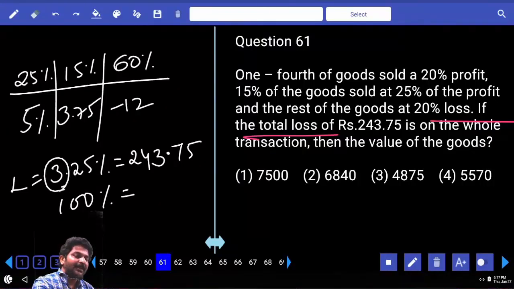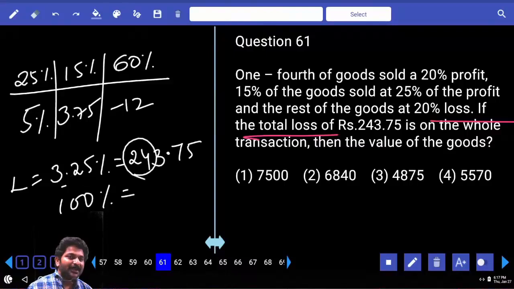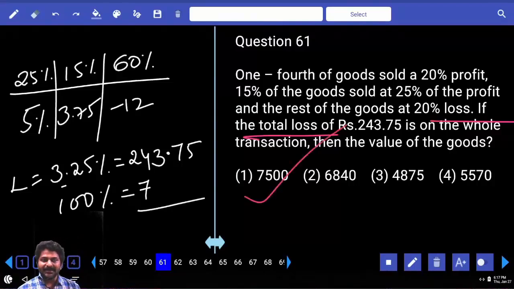7 into 3, 7 times 0.25 is 1.75. 21 plus 1.75 is 22.75. It is close to that only, and it cannot be 8 times. So the answer must start with, there is only one option, the first option.